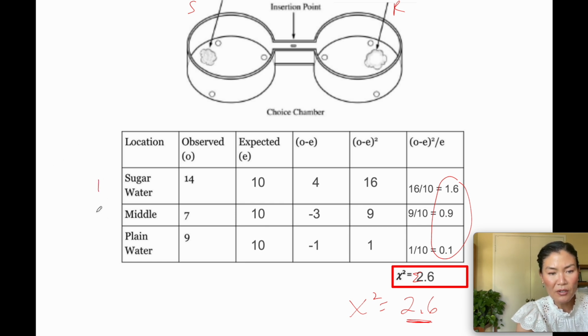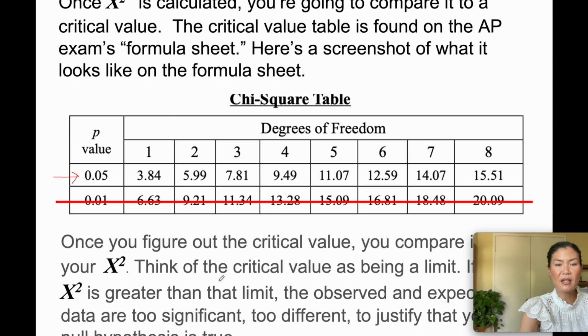That's sugar water, middle, and plain water. There's 3 categories. So therefore, our degree of freedom is going to be 3 minus 1, which is 2. So going back to this table, our degree of freedom is 2. Therefore, if you look under the 2, our critical value is 5.99.